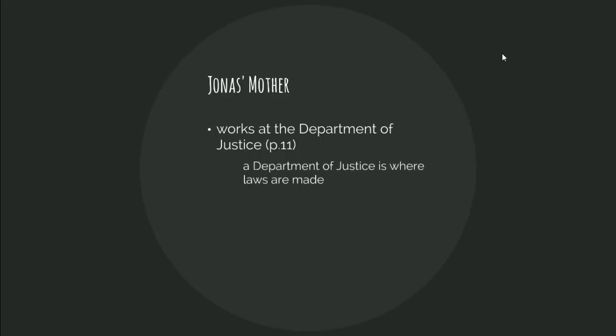Asher is an 11-year-old boy and is Jonas's friend. We hear about Asher in a memory Jonas thinks about. Asher talks too fast and acts a little silly. Jonas's mother works at the Department of Justice. A Department of Justice is where laws are made.